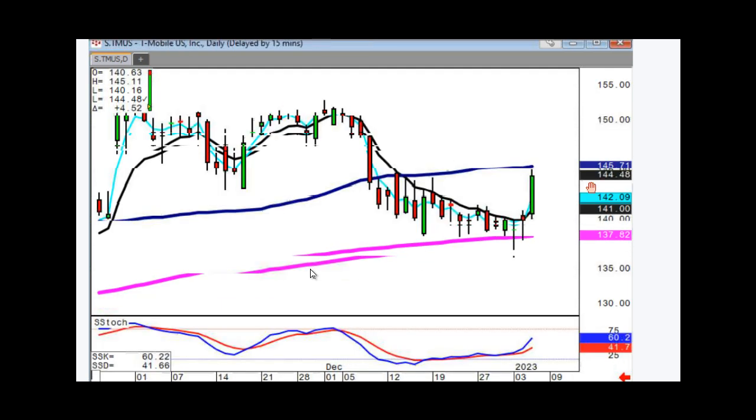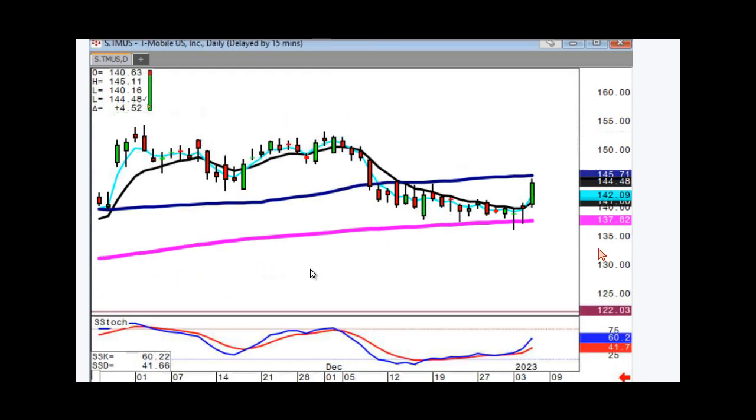And T-Mobile, not a very exciting chart. If you had been short, I would have covered the short. I wouldn't go long until at least they can get up through the 50.